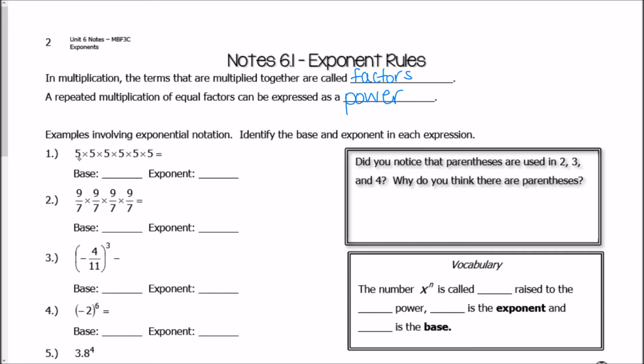So here, what this is saying is 5 times itself 1, 2, 3, 4, 5, 6 times. So this means 5 to the power of 6. So the base is 5 and the exponent is 6.